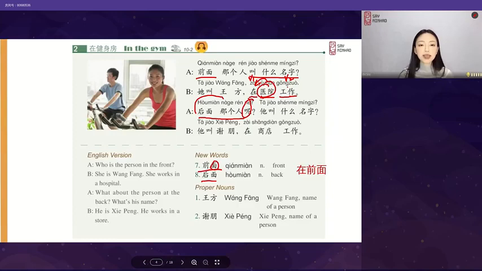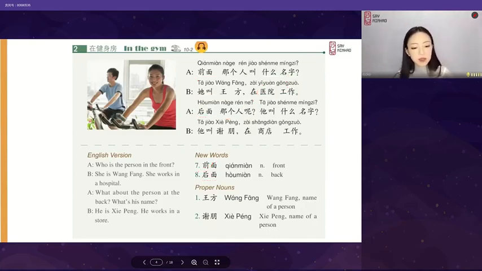他叫谢鹏, his name is 谢鹏, 在商店工作, he worked in the shop. 在 a place, do something, okay? Now let's try to read it from the start. Read after me.